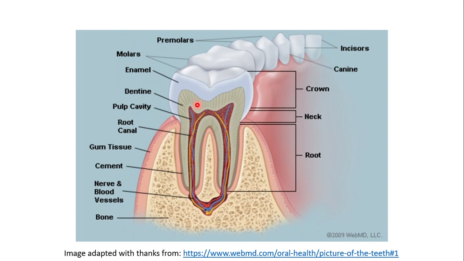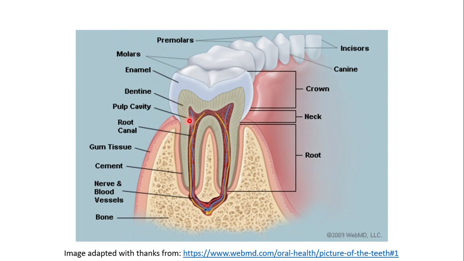Why? Because it contains a lot of hydroxyapatite, a chemical which is responsible for hardness. So this is enamel, composed of calcium phosphate and calcium carbonate. This is dentine, and dentine is composed of hydroxyapatite. And inside this dentine, you will find the pulp cavity.